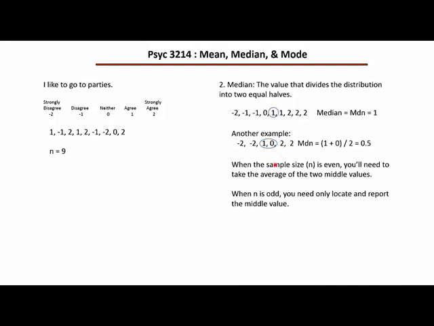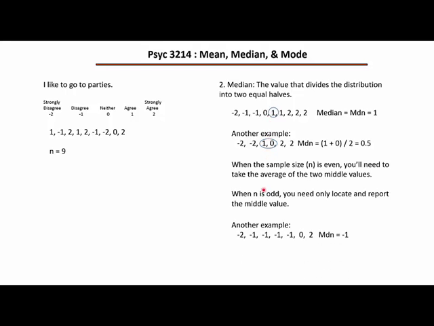When the sample size is even, you're going to need to take the average of the 2 middle values. So here we had 6 individuals in the sample. And when the n is odd, you're going to need to locate the center of the middle value and just report that. So here we had 9 individuals, and so we fall right on that number there, and that's our median.